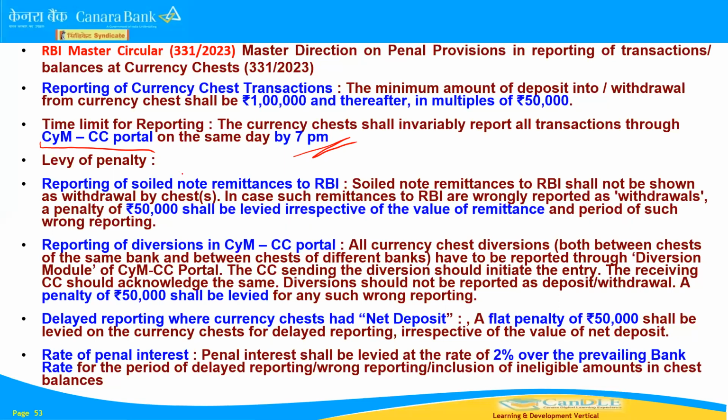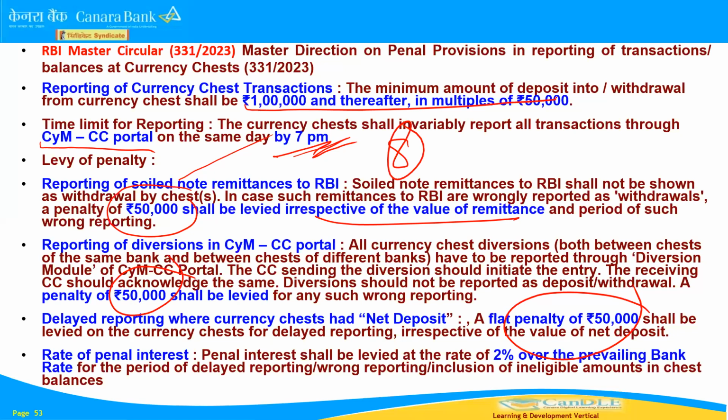Reporting of soil notes. If a soil note went in remittance, 50,000 penalty, irrespective of the value. Reporting diversions in portal, 50,000 penalty. Delay in reporting, if you report at 8 instead of 7, 50,000. Everything is 50,000. So don't remember the concept. Answer is 50,000. But this is different: 1 lakh and multiples of 5 lakhs.